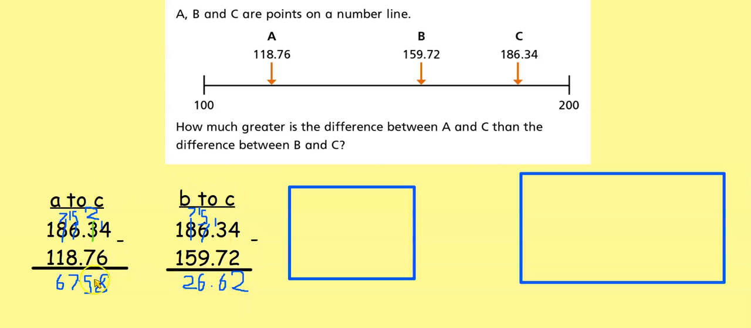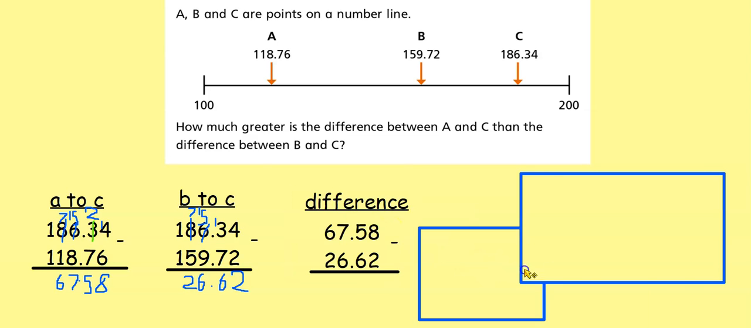So now we'd have to take these two numbers, because this is the difference from A to C, and this is the difference from B to C, and find out what's the difference between these two. So here we go again. Now we would have to work out the difference between those two values. So again, we'd have to do another subtraction calculation.